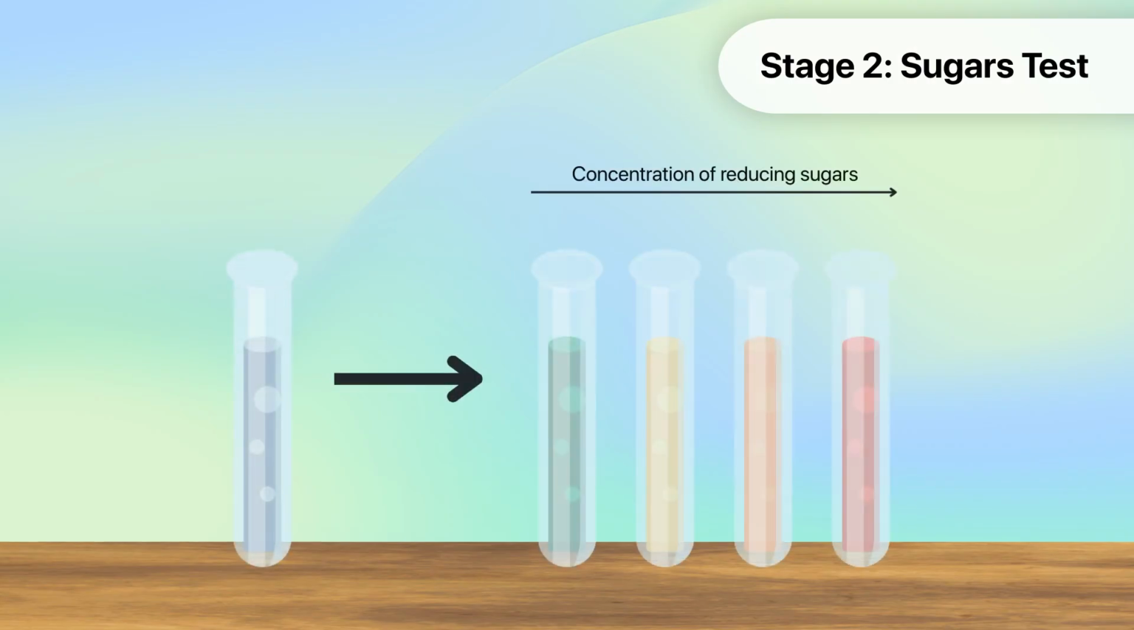If reducing sugars are present, the solution will change from blue to green, yellow, orange, or brick red, depending on the concentration of sugars. Adding Benedict's solution and heating up the solution will therefore enable us to detect the presence of reducing sugars. Make sure to make a note of your results and colour change for the food sample in your lab book.